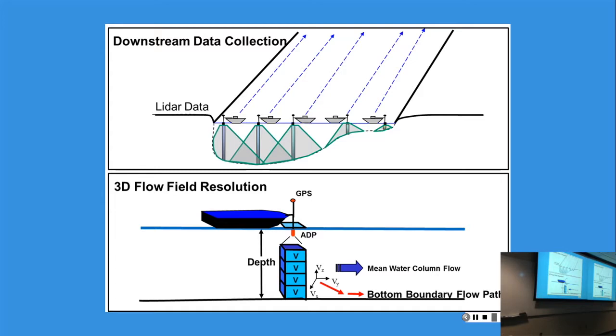And we get our depth and velocity bins here. With each bin, we have a velocity component, so we can solve for the magnitude and direction along each one of those cells if we want.